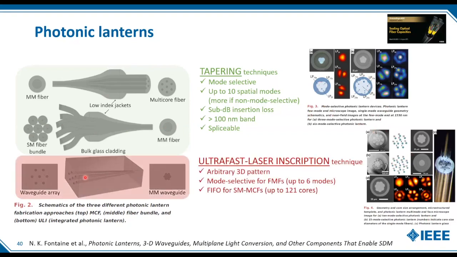This is a different type of photonic lantern made with a different technique, ultra-fast laser inscription, which is based on the use of short pulse lasers that allow to inscribe arbitrary three-dimensional waveguides in a bulk glass cladding. And this type of photonic lantern can be used, for instance, to make fan-in, fan-outs for single-mode multi-core fibers, demonstrated for more than 100 cores.